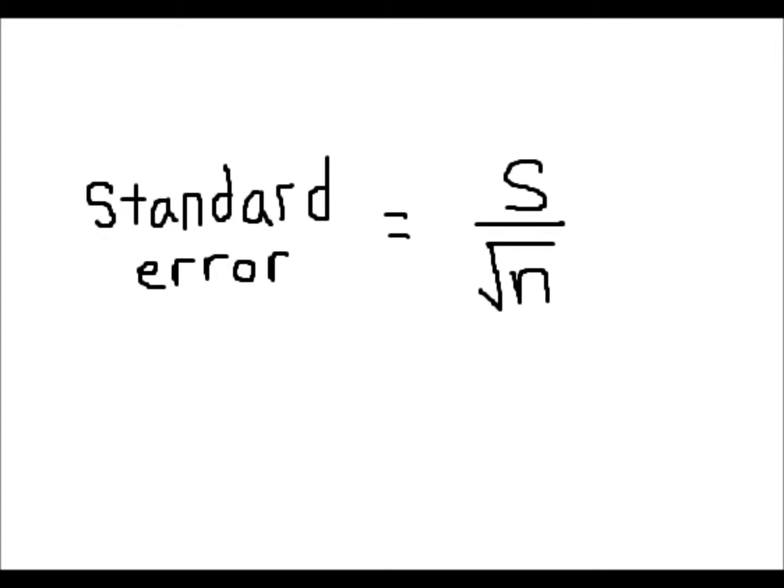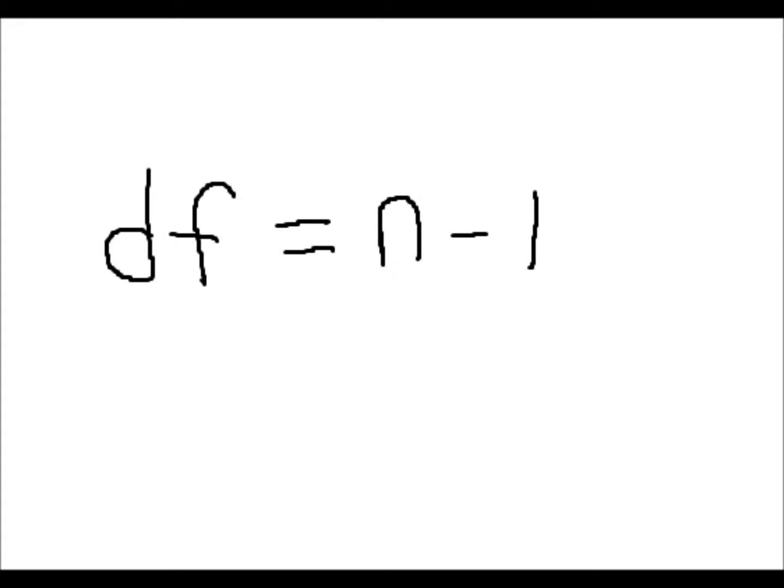Because standard deviation is not known, we must take the standard error of the statistic into account. The standard error of the sample mean is s over the square root of n. When standard deviation is not known, we must use the t-distribution. In a t-distribution, we specify each particular one by its degrees of freedom. We solve for df using the equation df equals n minus 1.